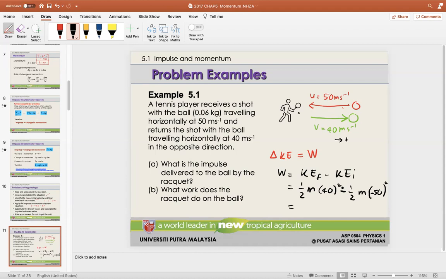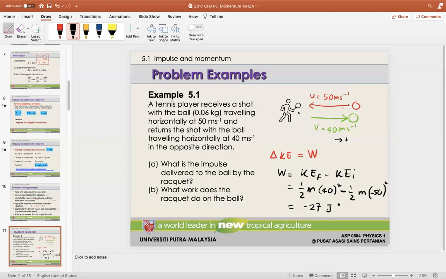What is KE final? The total is negative 27. Did everyone get that? Yes. What's the unit for work? Joules.